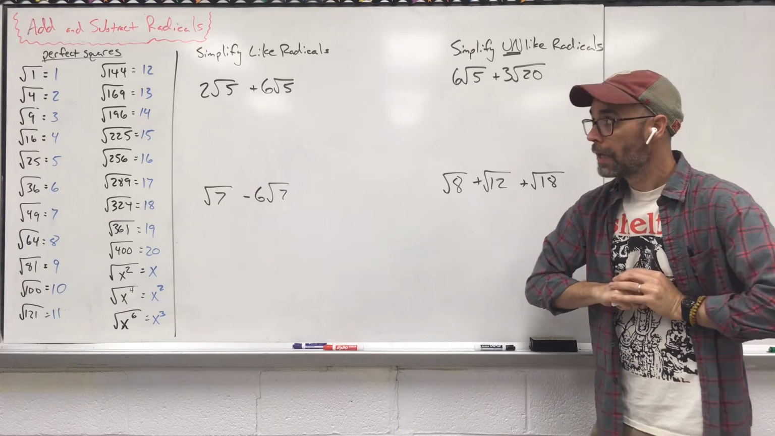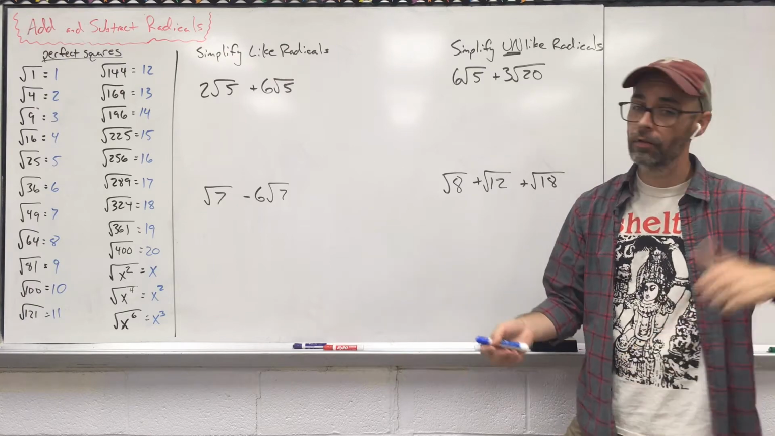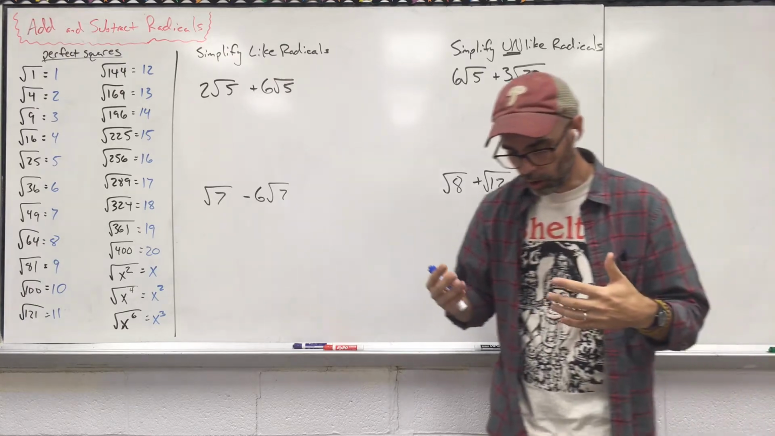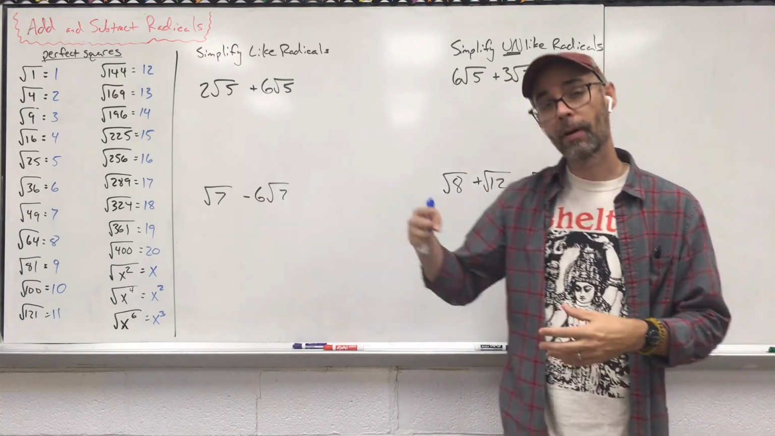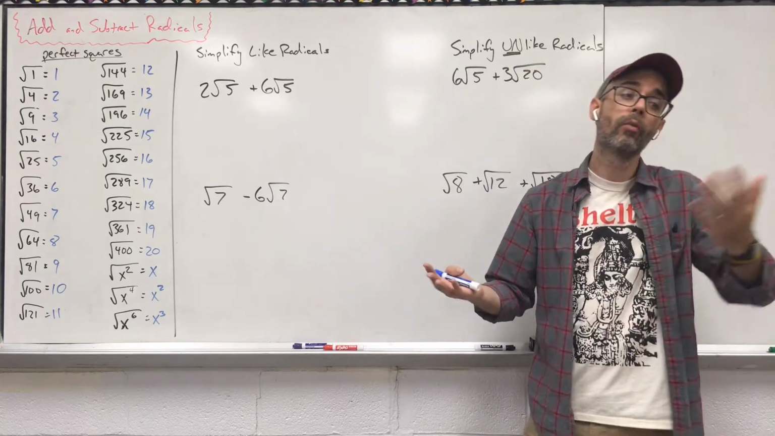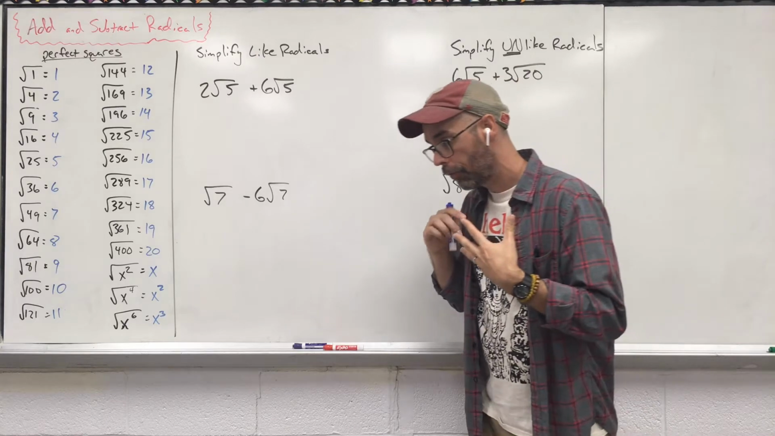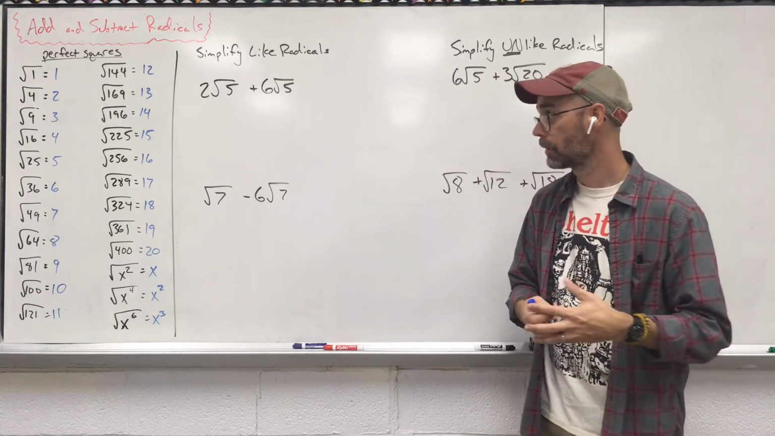We're going to look at simplifying radicals with addition and subtraction, like radicals and unlike radicals. Like radicals, we're going to treat a lot like terms. You can only combine x with x, only combine y with y. You can only combine x squared with x squared when adding things together.